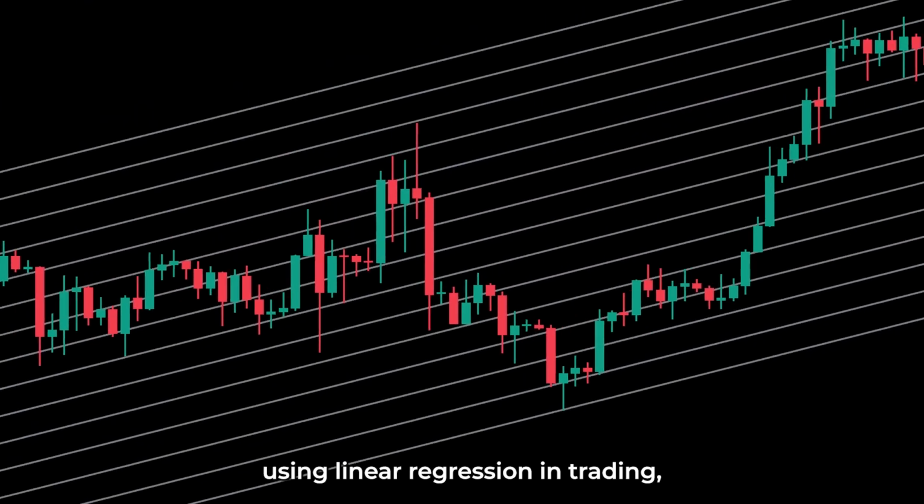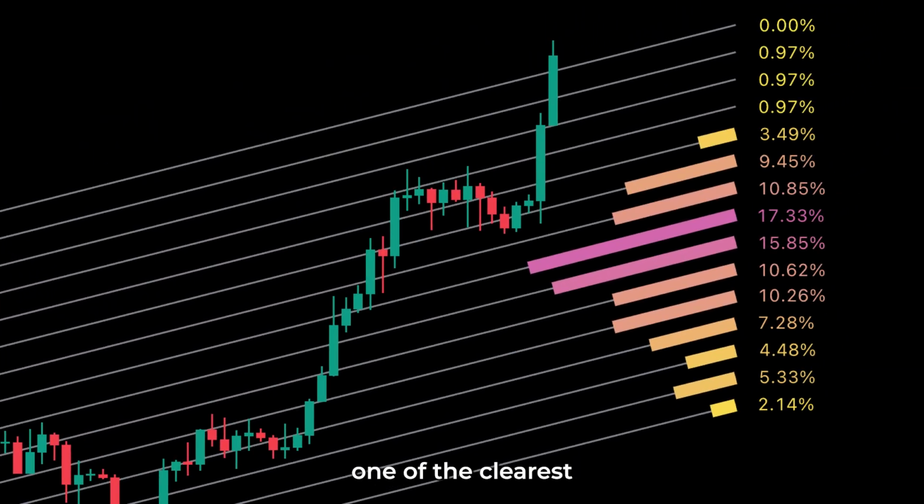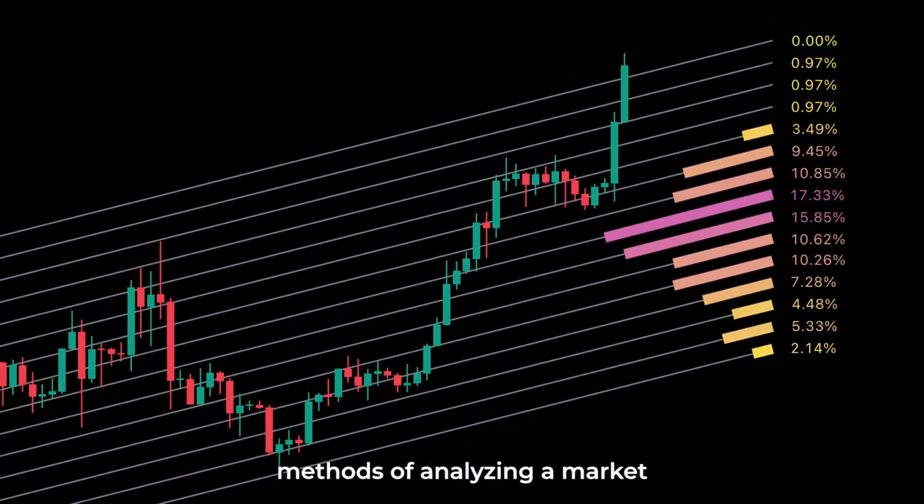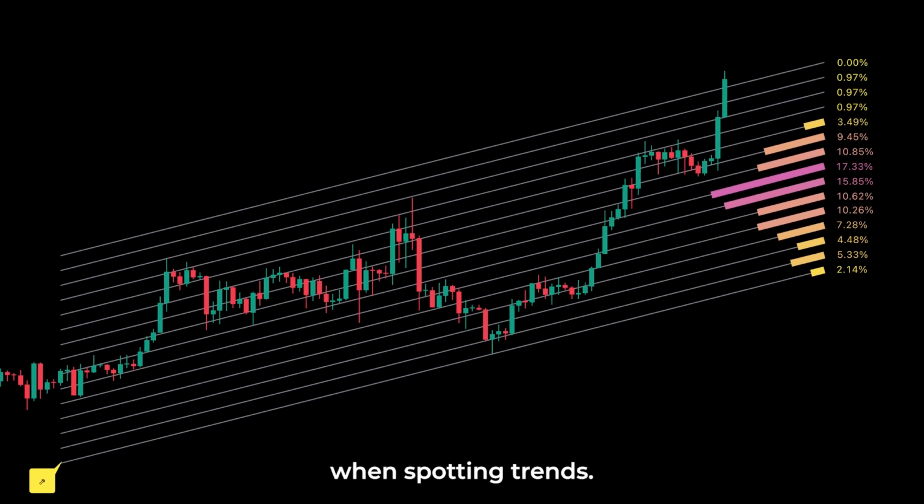Using linear regression in trading, although simple, can be one of the clearest methods of analyzing a market and give you an edge when spotting trends.